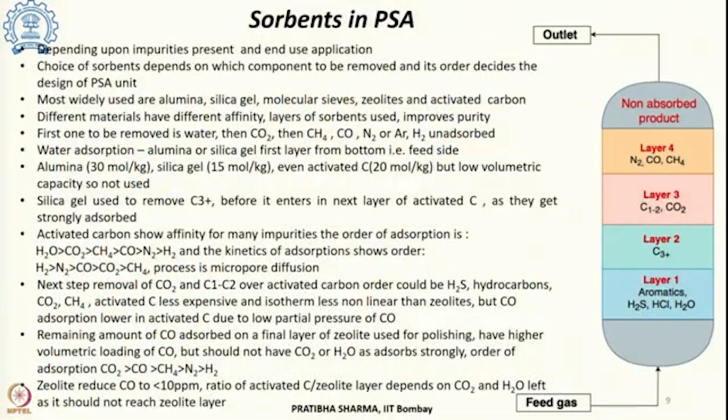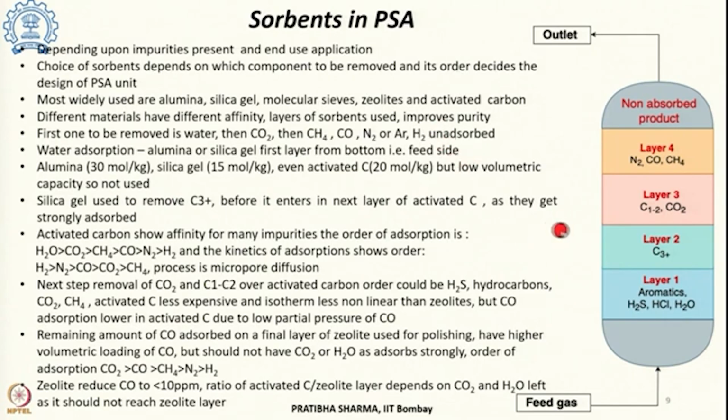Now, the first material to be used is such that it should remove the water content or the moisture. The sequence in which the impurities are removed is first water, then carbon dioxide, then methane, carbon monoxide, thereafter nitrogen and argon, and finally hydrogen remains unadsorbed and it is collected. So, this is the sequence of removal of the various impurities in the process.